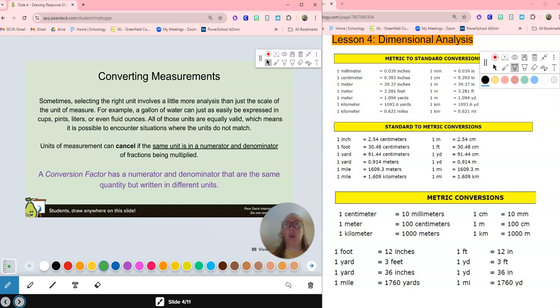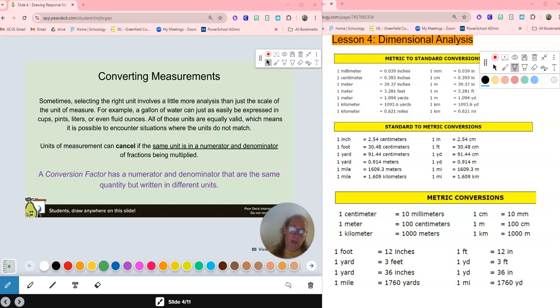So let's go to slide 4. Sometimes selecting the right unit involves a little more analysis than just the scale of the unit of measure. A gallon of water can easily be expressed in cups, in pints, in liters, or in ounces. All of these units are equally valid, which means it is possible to encounter situations where the units do not match. Units of measurement can cancel, which we're going to see when we're doing the process, if the same unit is in the numerator and the denominator, okay?